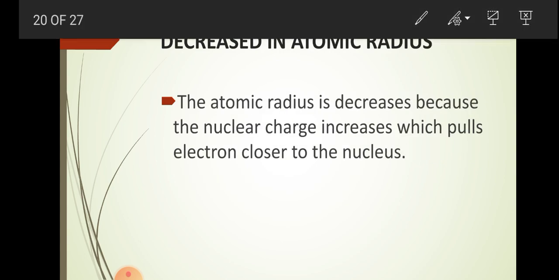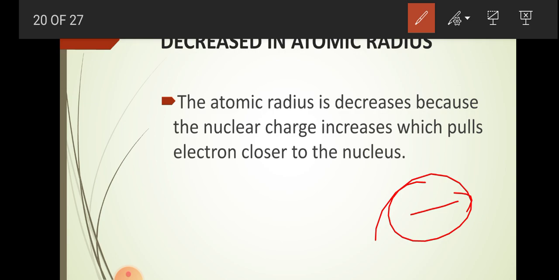The next one is the decrease in the atomic radius. Now from left to right, what will happen to the atomic radius? The atomic radius decreases because there is no addition of shells. ठीक है, हमारे पास number of shells same है, तो atomic radius will be same. ठीक है, atomic radius क्या है? The distance from the nucleus to the outermost shell is known as the atomic radius. Clear? So the atomic radius decreases because the nuclear charge increases.